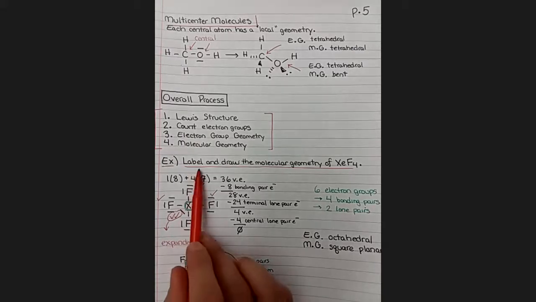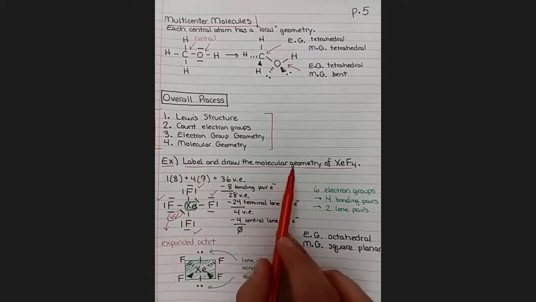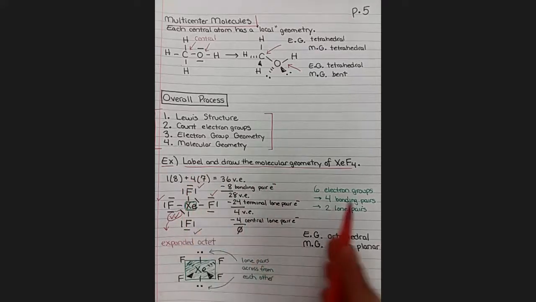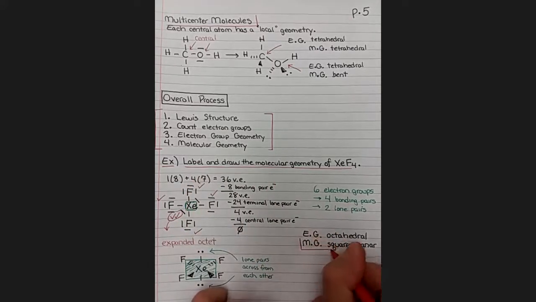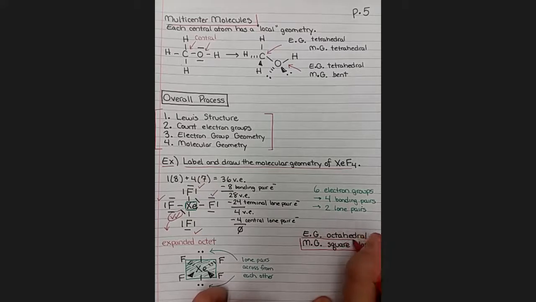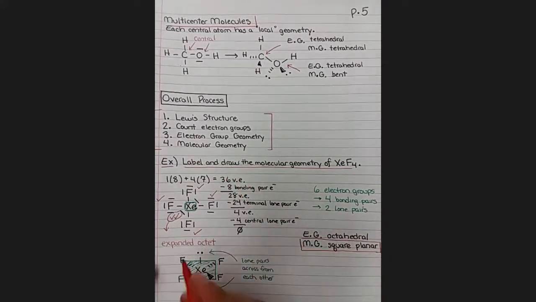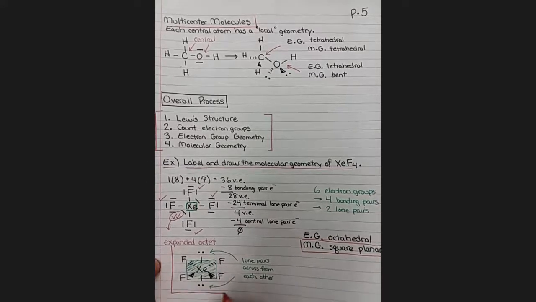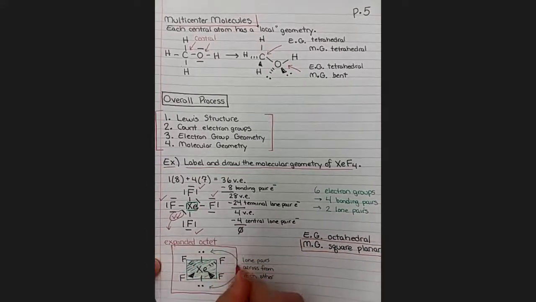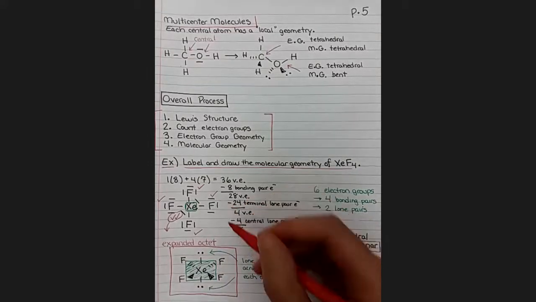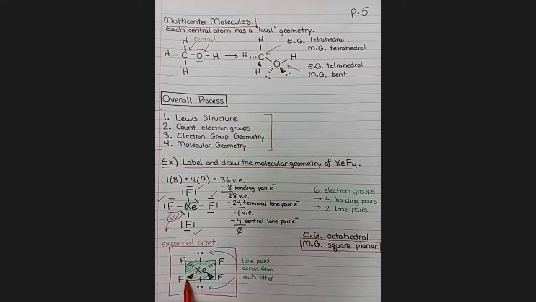So when the question says label and draw the geometry, the label part is this. They want to know that the molecular geometry is square planar. The draw part is this. It's more than just a Lewis structure. It's a structure that shows the depth, these bonds coming out of and going into the page, and specifically indicating where the lone pairs are placed and how far away from each other they are.